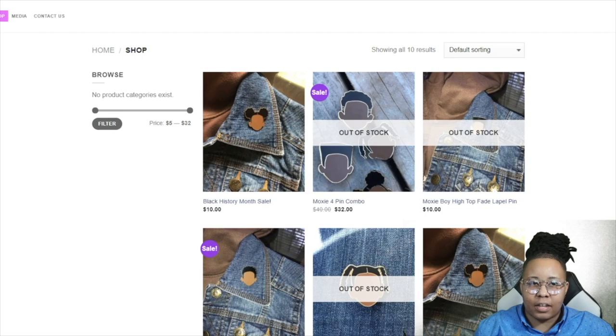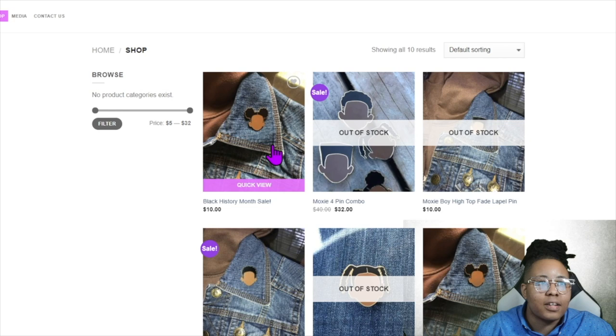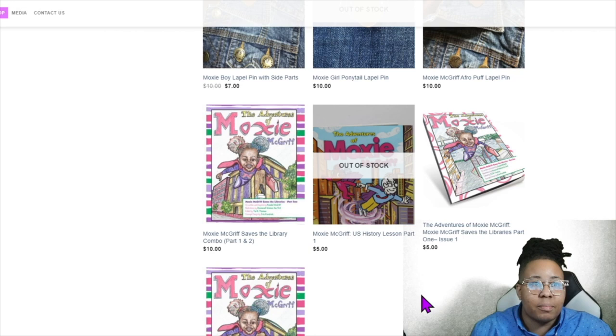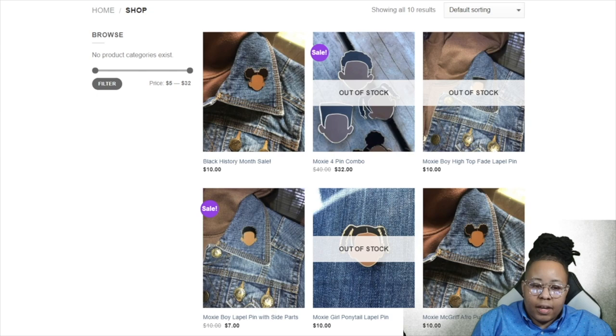Let's take a look at some of the things that she's done with Moxie McGriffin. Not only do they have a comic book series, but also look at these products. She has a line of pins. This is amazing. That is beautiful. Oh man, that's nice. And in addition to her products, she also has, once again, her comic book series, Moxie McGriffin. And once again, this is by a young lady named Natalie McGriffin. Good job, Natalie. Awesome.